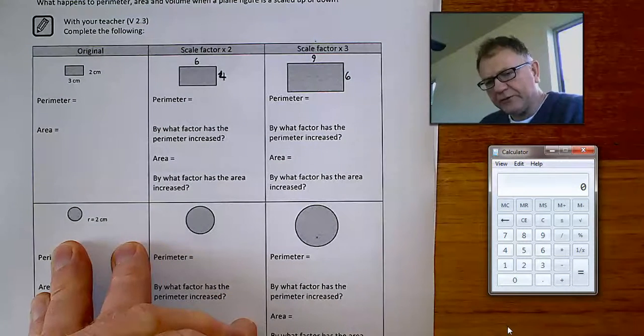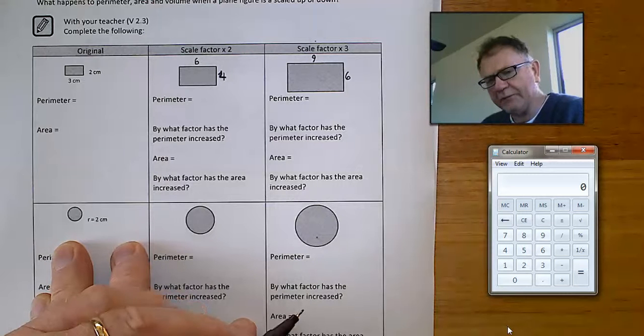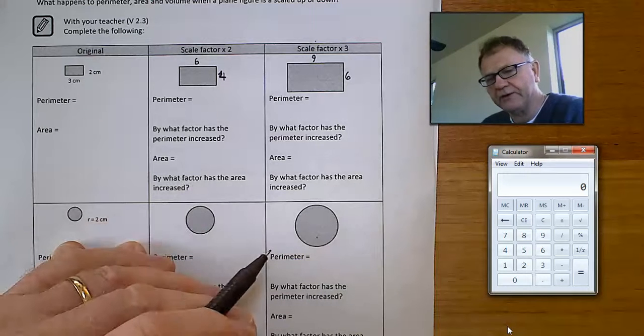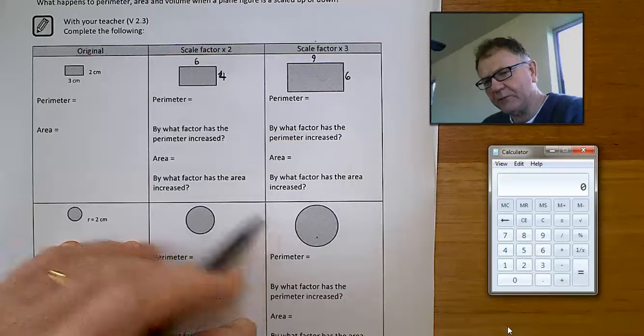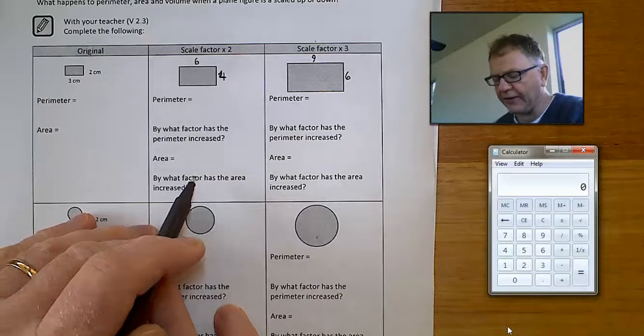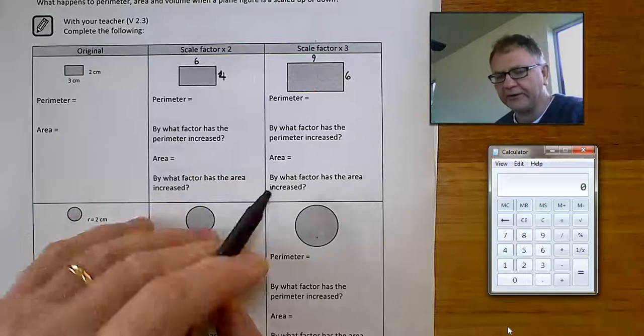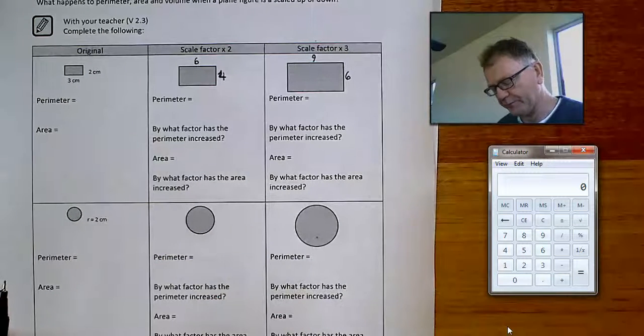But what would happen to its perimeter and what would happen to its area? I'd like you to do some calculations in a moment to work out the perimeter and area of each of these, and in particular, then work out how many times did the perimeter increase when you doubled its dimensions and how many times did it increase when you tripled its dimensions. And what about its surface area? How many times did that increase under the scale factor increase of 2 and under the scale factor increase of 3? You can do the same thing with the circle.